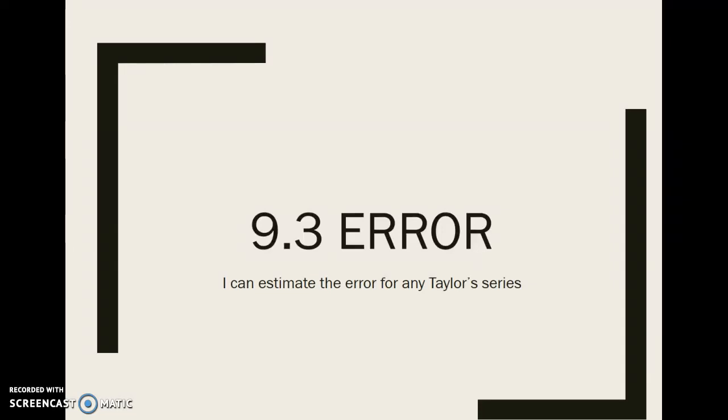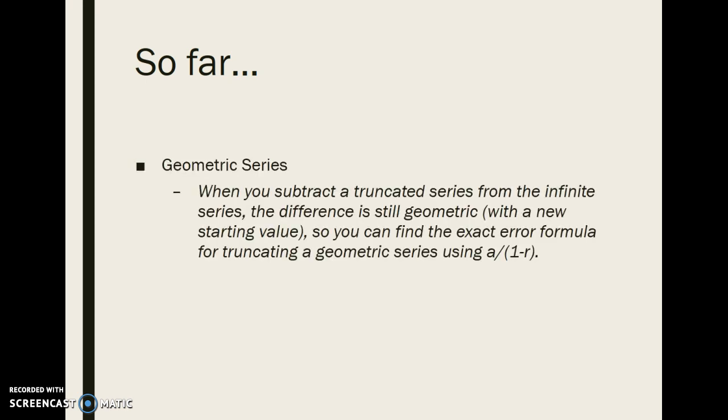In 9.3, we're going to look at another way of approximating error. It's called the Lagrange Error Bound. So far, before this section, we talked about how if you have a geometric series, when you subtract the truncated series from the infinite series, the difference is still geometric, so you can figure out an error formula for a geometric series using a over 1 minus r.